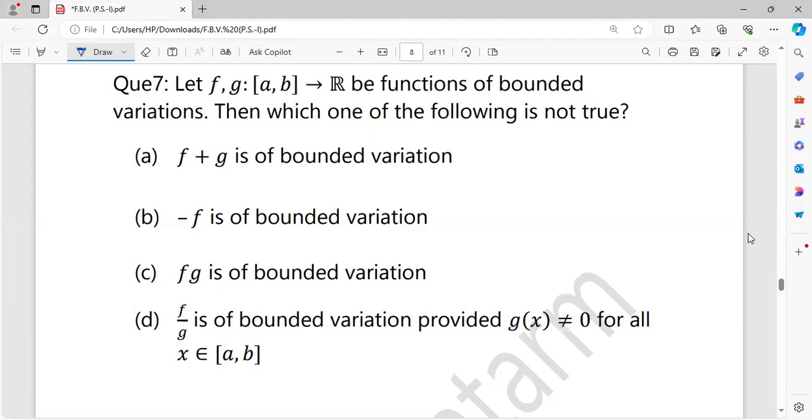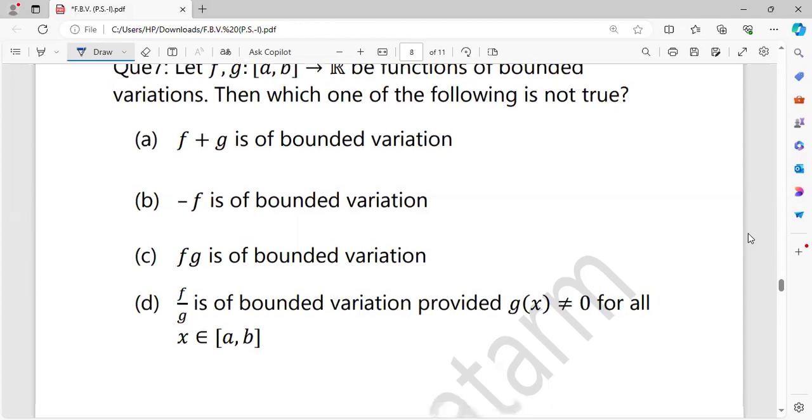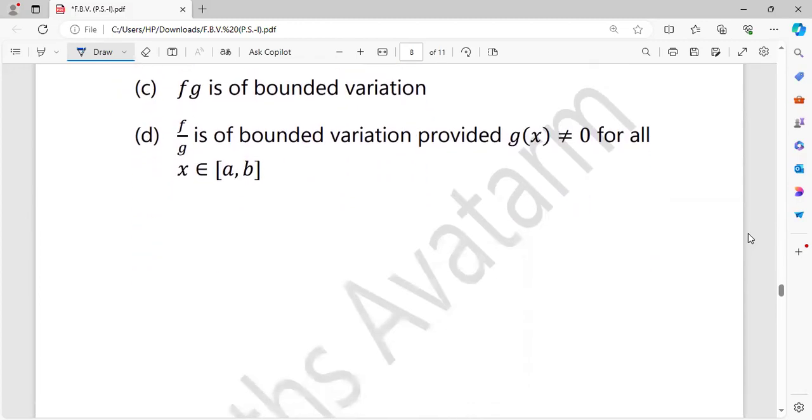So if you have a function of bounded variation, you take a scalar multiple of that, that is also a function of bounded variation. You take alpha is equal to -1, then alpha into f, that is minus f, is also a function of bounded variation. So option number B is correct. Product of functions of bounded variation is also a function of bounded variation. That is also correct. Now D option is not true. Why?